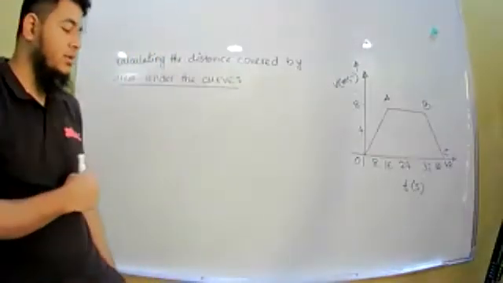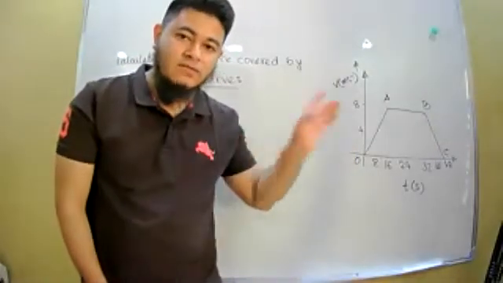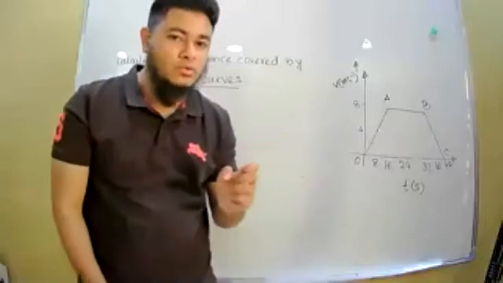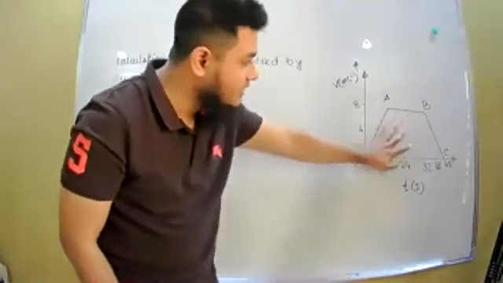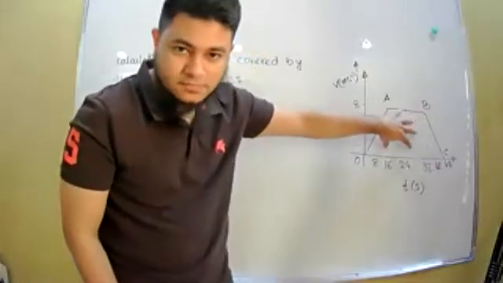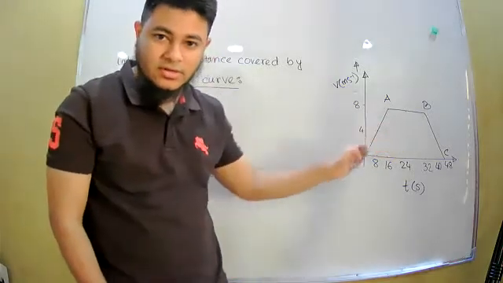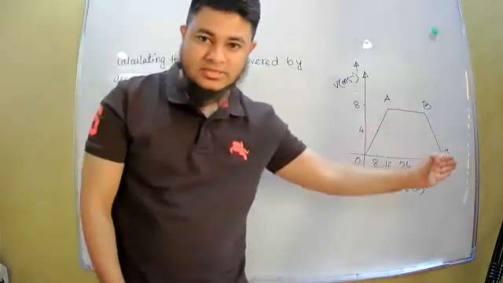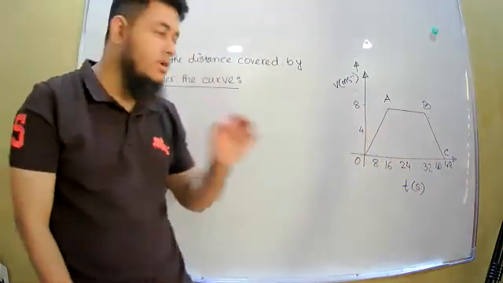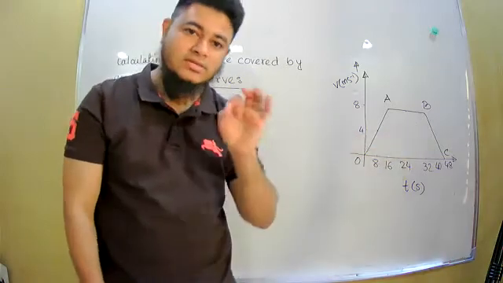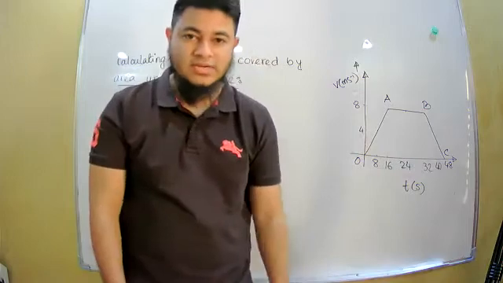Now let me tell you something. If I tell you to calculate the distance covered throughout the journey, what you can do is, if you can just calculate the area under the curve, you can see there is an enclosed area, right? So if you can calculate the area of this quadrilateral, it is a quadrilateral, right? O, A, B, C, 4 sides are there, so it's a quadrilateral. So if you can just calculate the area of this quadrilateral, you can say that you have calculated the distance covered for the full 48 seconds.